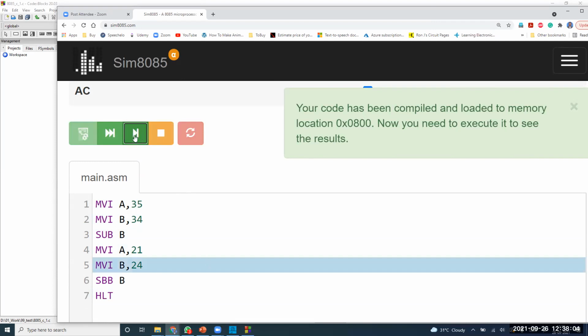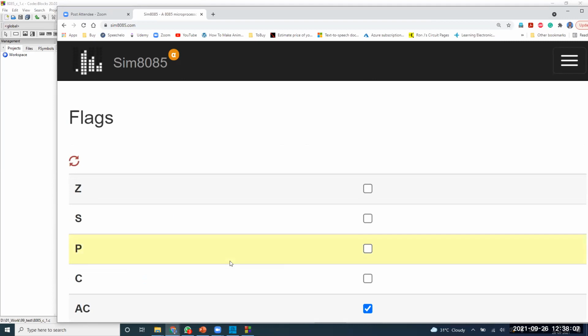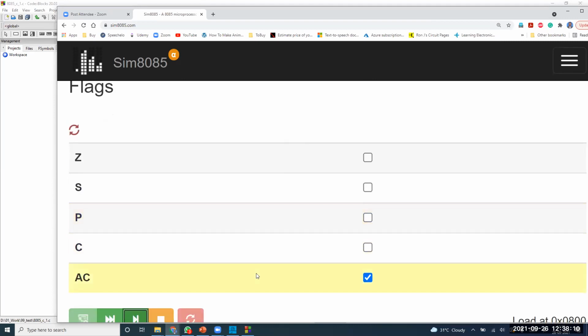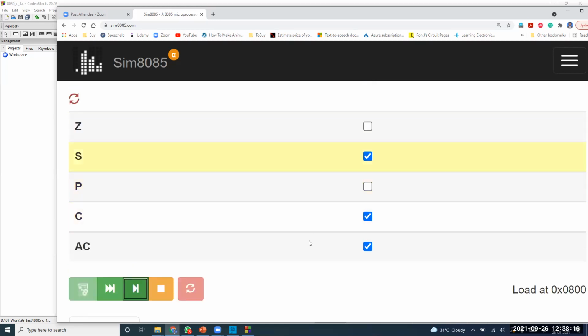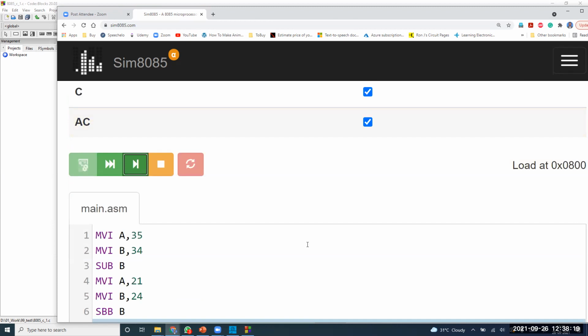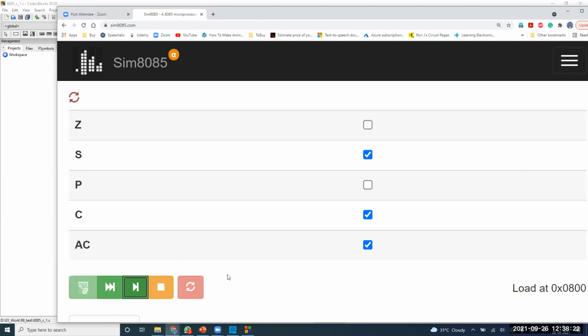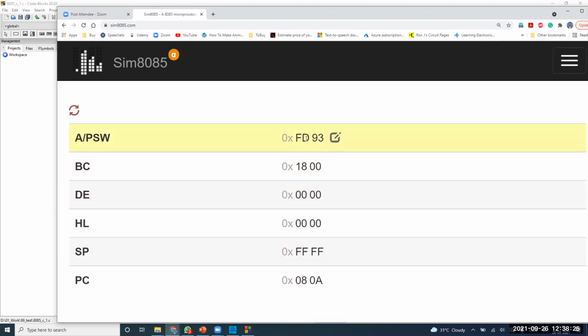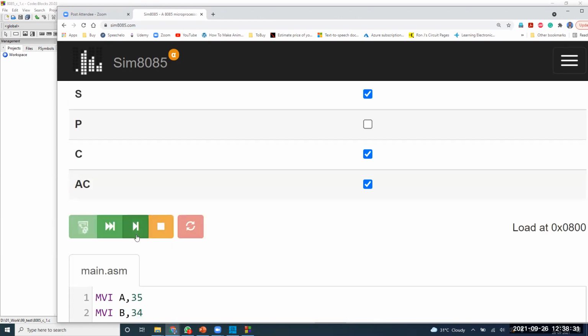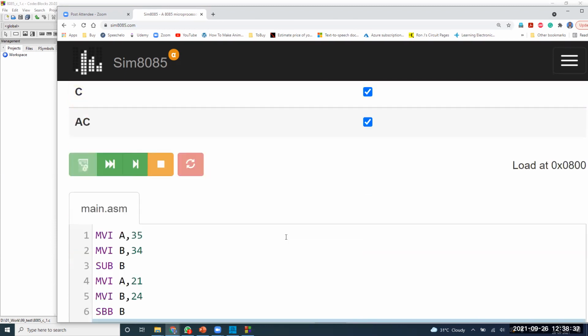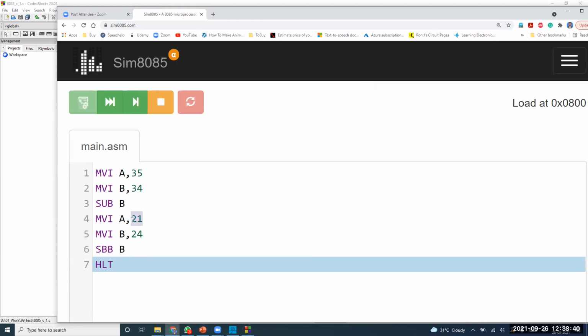Till the time I execute this, auxiliary carry is there, forget about it. Now carry, nothing is set. I execute this now. See, carry is set. Now let us see what A is. FD. Because it took the number from there, then subtracted that. It took the number from 21. Now it becomes 121 minus 124. That's why FD.